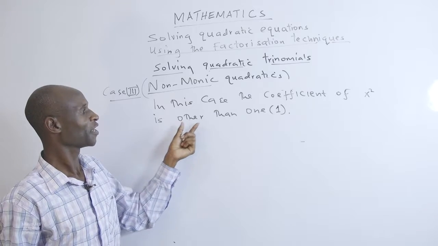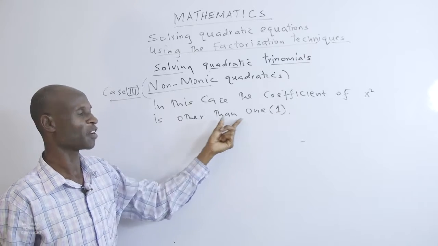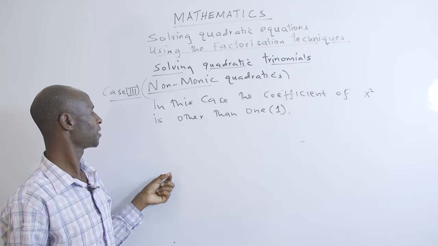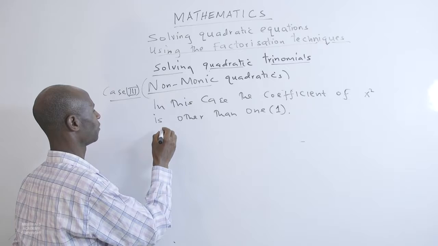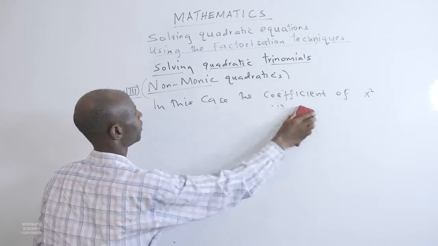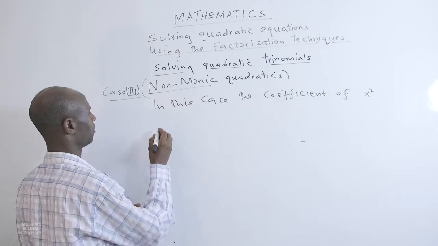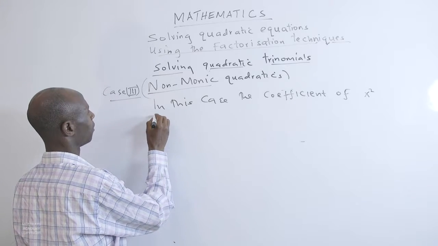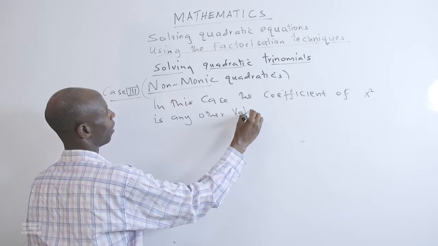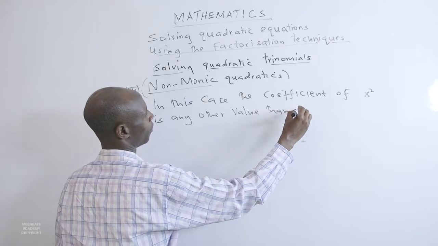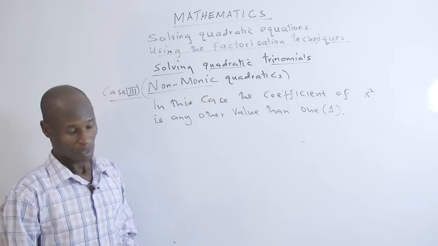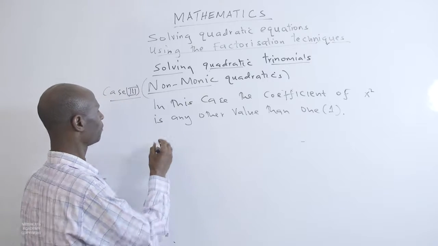the coefficient of x squared is any other value than 1. So let us look at an example.